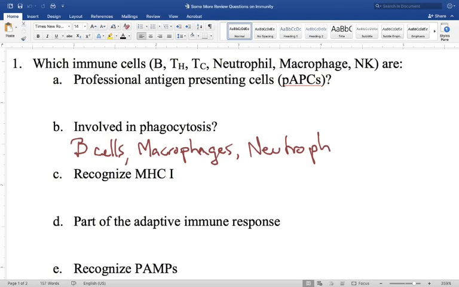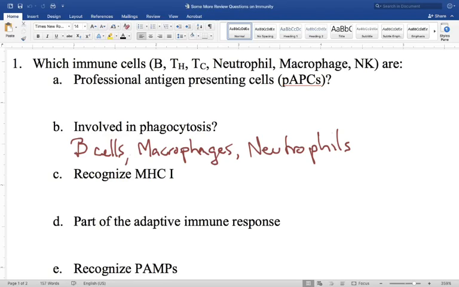The follow-up question here is, what's the definition of a professional antigen presenting cell? What do professional antigen presenting cells have to be capable of doing? Derek? Not detecting, but presenting something on MHC2. And in other words, what else has to be true for them? If they're presenting on MHC2, what do they have to have the ability to do? How do we get presentation on MHC2? What process leads to that? Yeah, it is the phagocytosis.